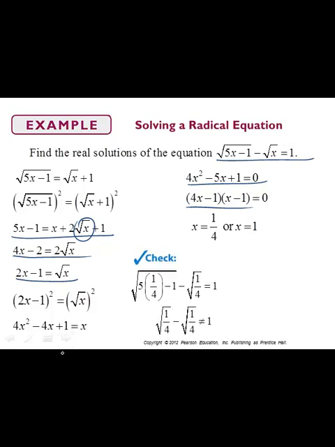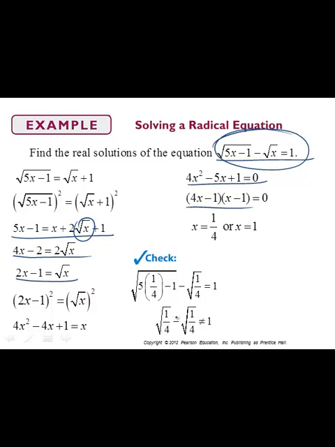So you've got these two numbers. Let's plug each one of those numbers into the original equation to see whether each one is really a solution. Maybe we can plug in 1/4 for x. Then you would have the square root of 5 times 1/4 minus 1. Now 5 times 1/4 is 5/4, and then you could subtract 1, which could be written as 4/4. 5/4 minus 4/4 is 1/4.